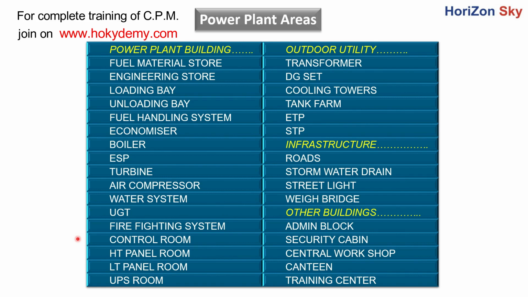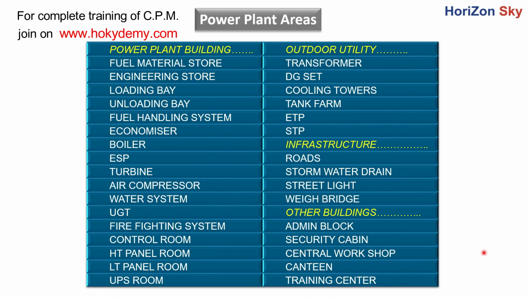Then we have the ST panel room and the LT panel room, which is used for our initial power production, that is for feeding in the electrical supply we need for running the power plant itself. Then we have our UPS room. It supplies us with uninterrupted power supply, takes care of our electrical needs whenever and wherever needed. This brings us to the end of the power plant building itself.